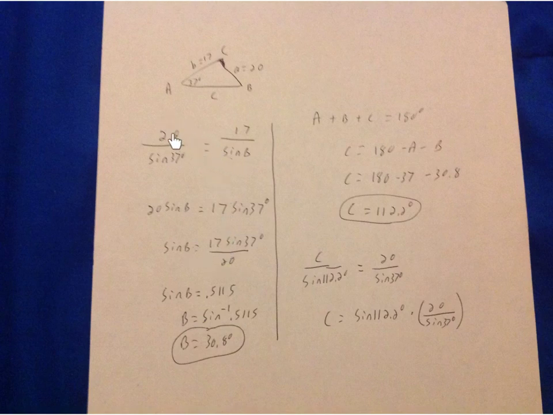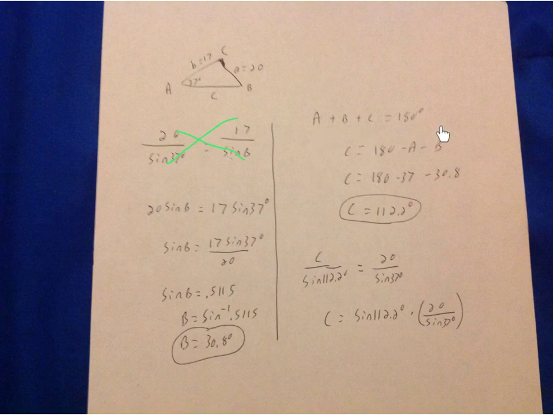One way to think about it is just cross multiply. That'd be the simplest way. You just cross multiply. So if I do that, it'd be 20 times sine of B equals 17 times sine of 37. And I divide each side by 20, and that's one way to say you rearrange it. So you came up with that and then put it in the calculator.